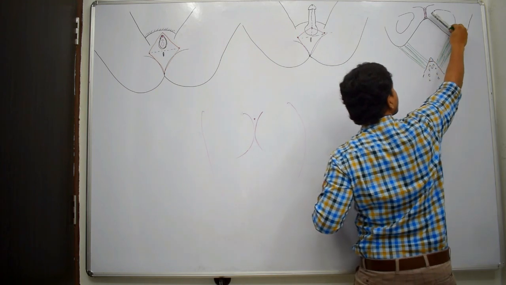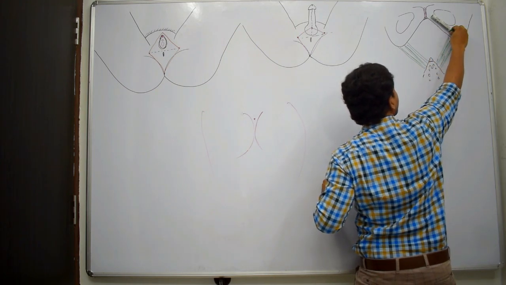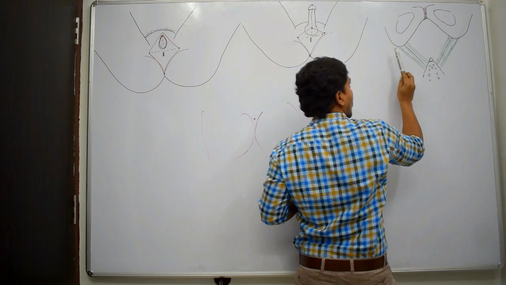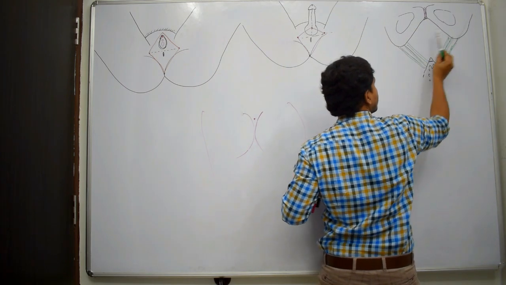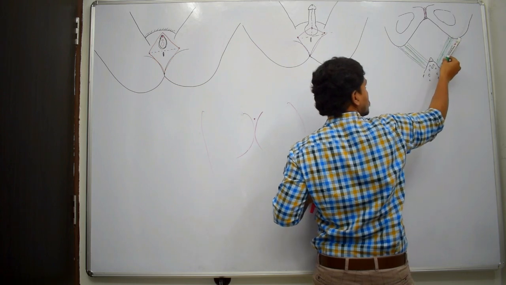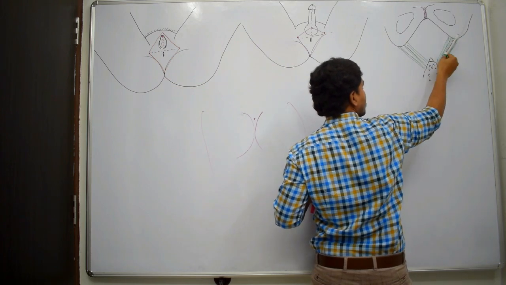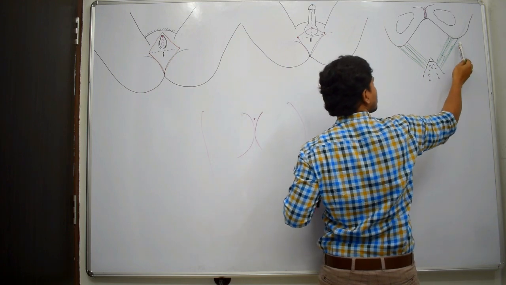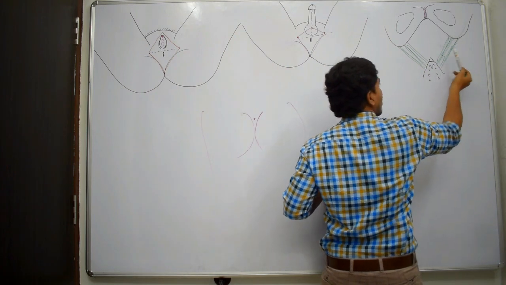Anterolaterally, what is this? Conjoined ischiopubic ramus. Here also, conjoined ischiopubic ramus. Then on either side, what is this? Ischial tuberosity. Then posterolaterally, what is this? This one and this one. Sacrotuberous ligament, covered by the gluteus maximus muscle.